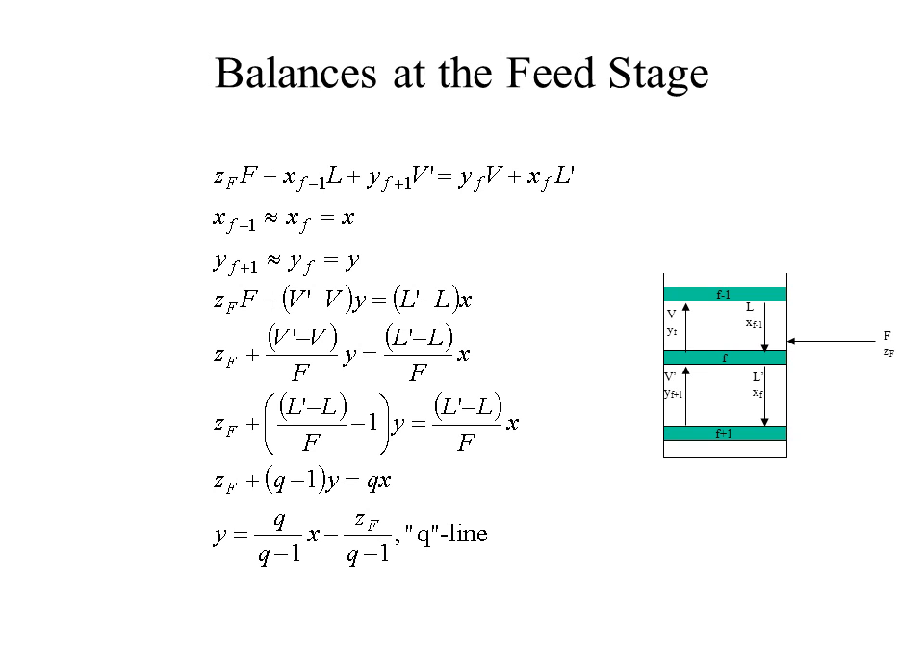We'll then substitute those values into our equations, and with a little manipulation and algebra, we finally get down to Y equals Q over Q minus 1 times X minus Z sub F over Q minus 1. Again, this is an equation of a straight line with a slope of Q over Q minus 1 and an intercept of negative Z sub F over Q minus 1.